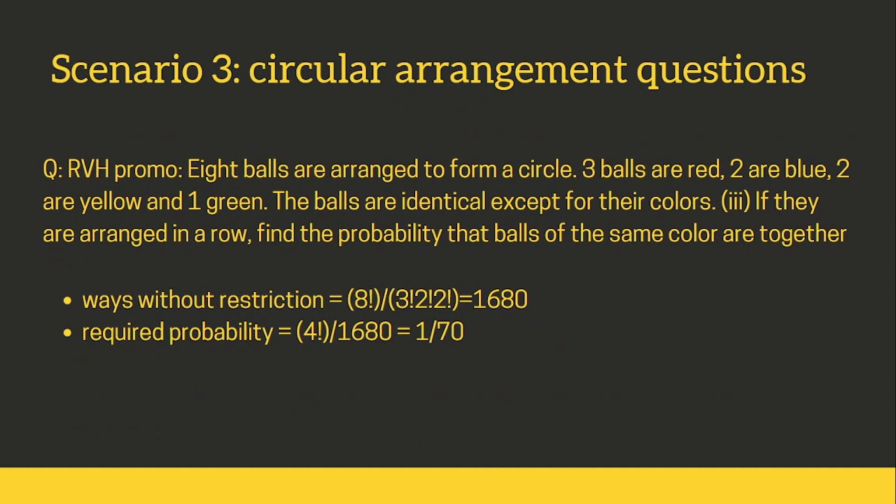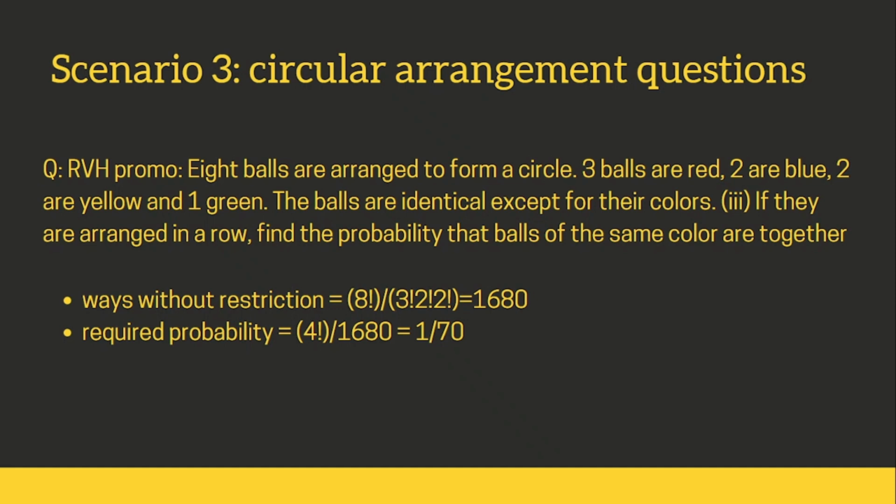And part 3. If they are arranged in a row, find the probability that balls of the same color are together. So again, this isn't really a circular arrangement question, but basically, you just first find the number of ways without restriction. It will be 8 factorial over 3 factorial, 2 factorial, 2 factorial, which is 1680. And the final probability is that you take 4 factorial, divide by your 1680, which is just going to be 1 over 70. So why do we do 4 factorial?